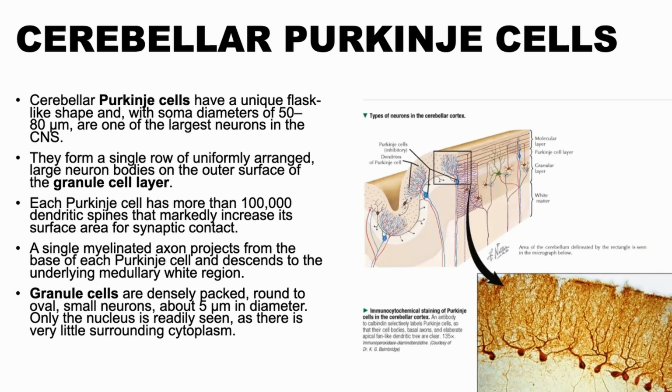It's basically showing the cerebellar cell layers again, where you have the molecular layer, the granular layer, as well as the Purkinje cell layer. This is showing the Purkinje cell, giving a little more description of the Purkinje cells in terms of their shape and the amount of dendrites or axon projecting from them.